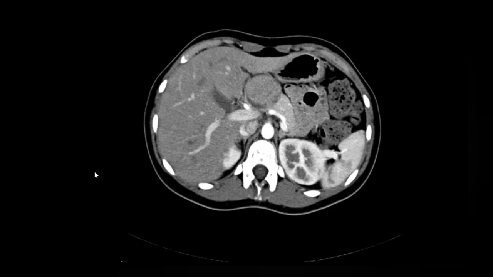Sir, okay, fine. As there are no peripancreatic fat strandings, I would like to keep it in the diagnosis of pancreatic CA, a neoplastic lesion with necrotic component. I'm sure. Not enhancing.